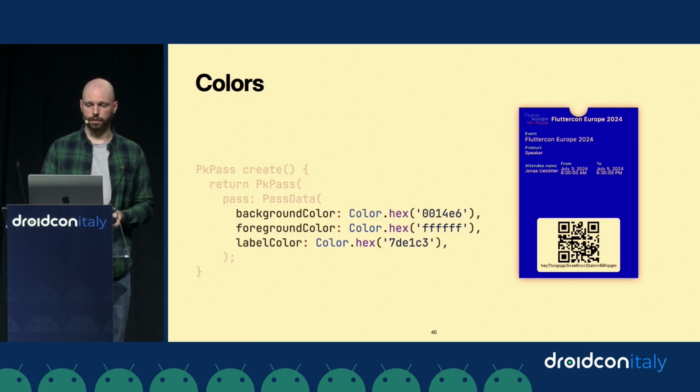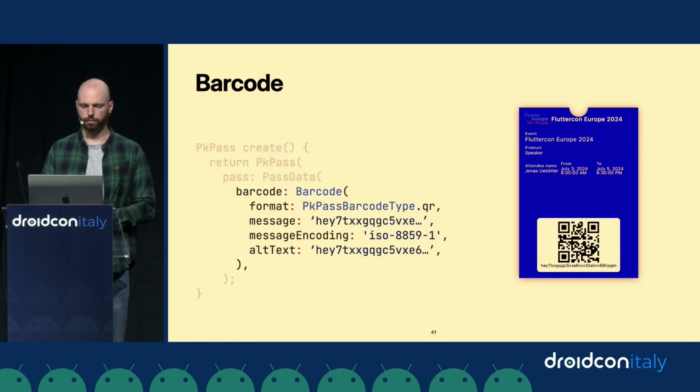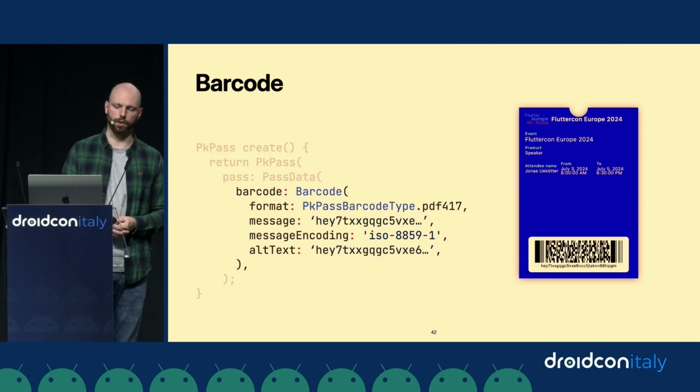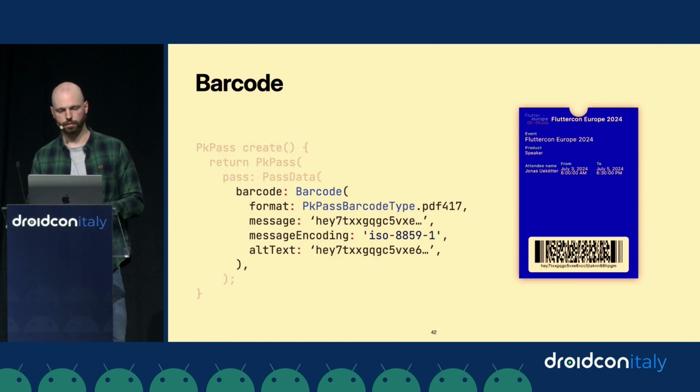The next example is the barcode. Right now we have a QR code, but we can also show, for example, a PDF 417 barcode.